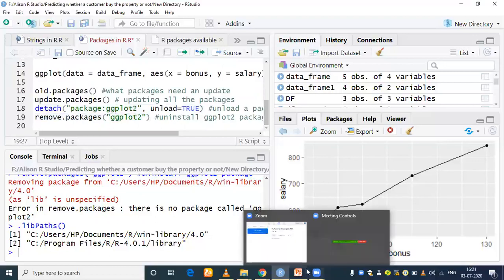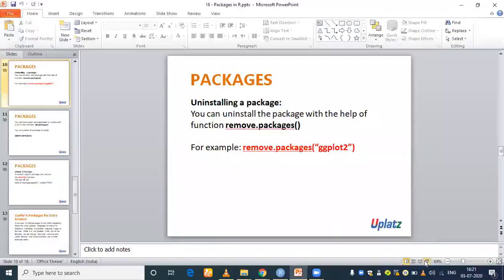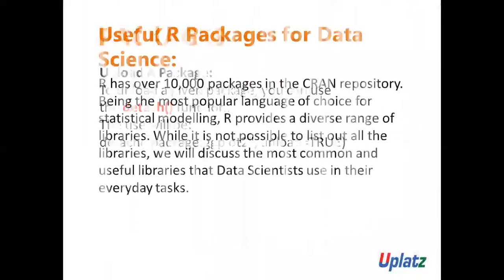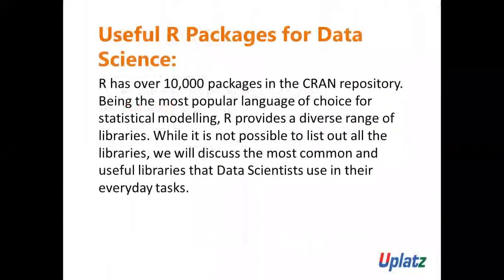Now let's see the next thing about packages. So we have seen the detach function. Now let's see the useful R packages for data science. R has over 10,000 packages in the CRAN repository. Being the most popular language of choice for statistical modeling, R provides a diverse range of libraries. While it is not possible to list all the libraries, we will discuss the most common and useful libraries that data scientists use in their everyday tasks.